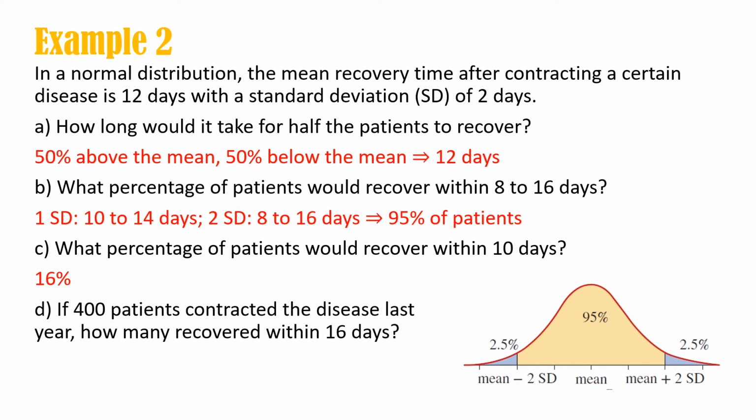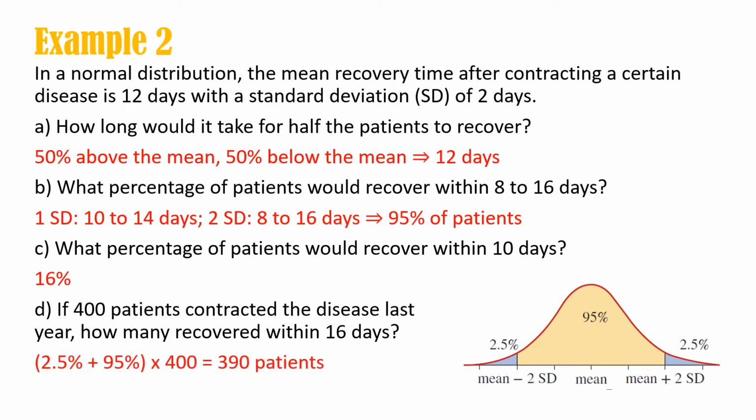So it's going to be that 95% in the middle plus the 2.5% on the left, because all of that is less than 16 days. So we're going to do 95 plus 2.5, so that's going to give me 97.5%, but then I need to work out what is 97.5% of 400 patients.